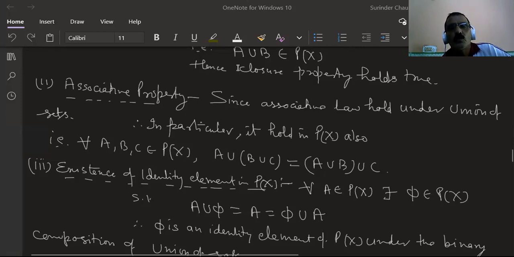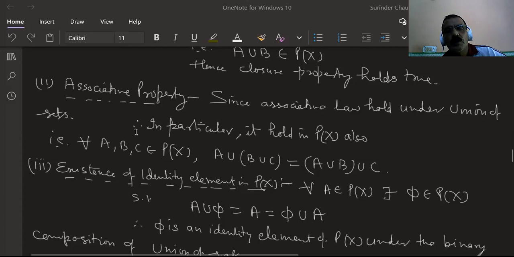Closure holds for the union of two sets of the power set Px. Now, next is the associative property. Since the associative law holds under the union of sets, in particular it holds in Px also. That is, for all A, B, C belongs to Px, A union (B union C) is equal to (A union B) union C.